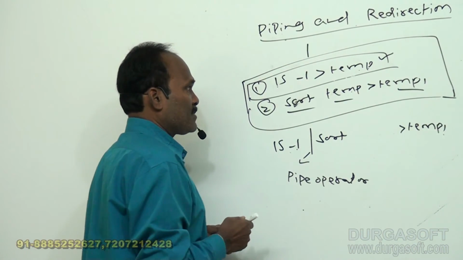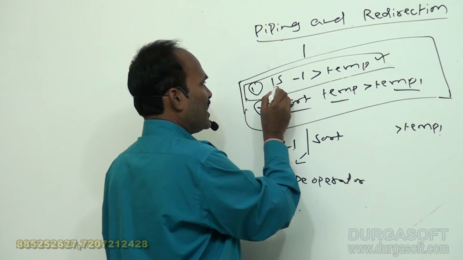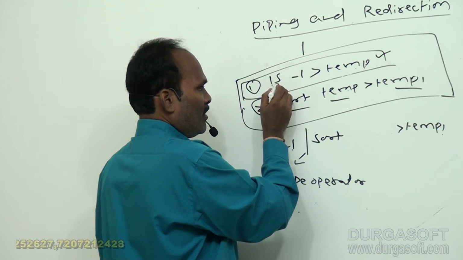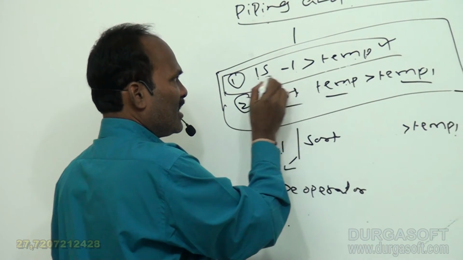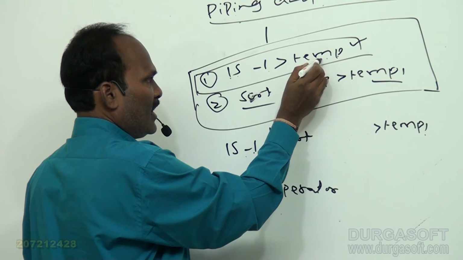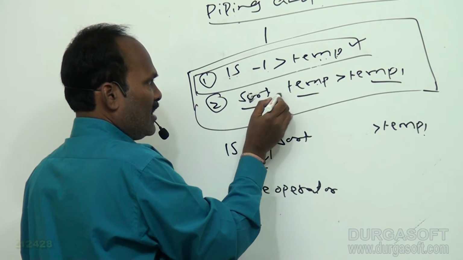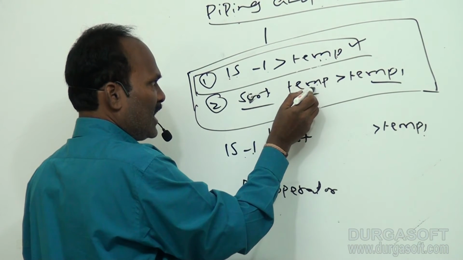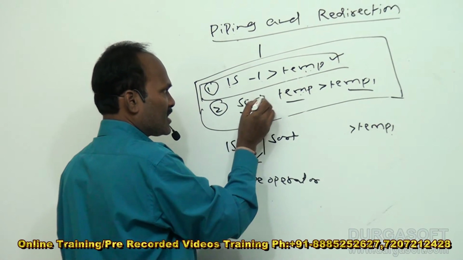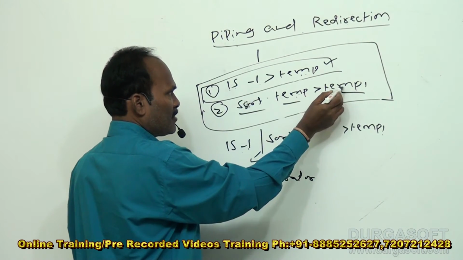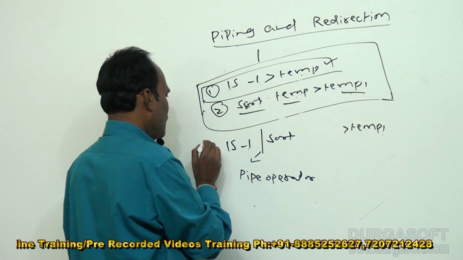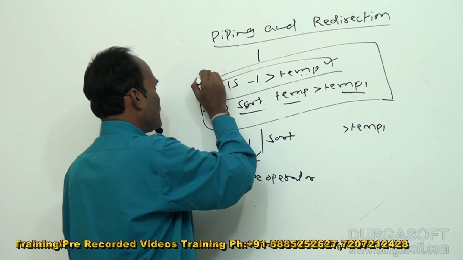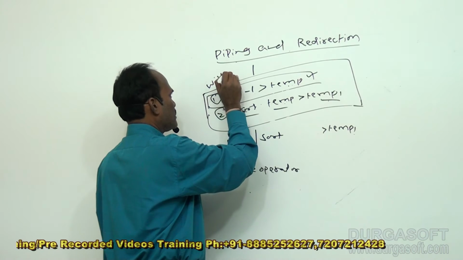How are the steps reduced here? In the first step, I redirected the long listing of files into the temp file. In the second step, I supplied the temp file as the input for the sort command, and the sorted output is redirected to the temp1 file. So this is the approach without using piping.